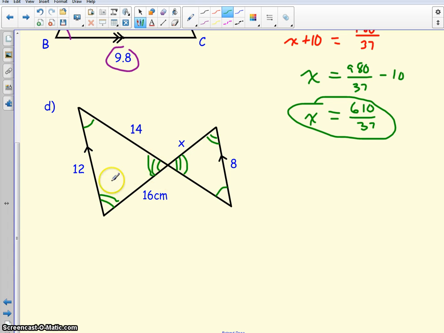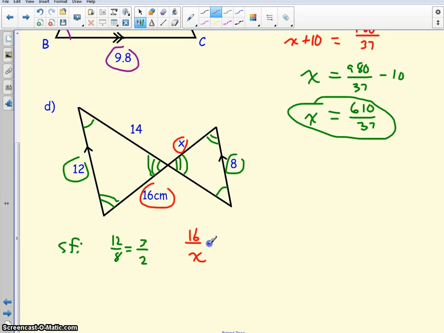And just like before, we're looking for a scale factor. So we know that 12 and 8 go together. So your scale factor there is 12 over 8, which reduces down, just like before, to 3 over 2. And you just got to watch what your corresponding sides are. The side that's x here does not go with 14, it goes with the 16 that's right here. So these two go together. So 16 over x will be equal to my scale factor, which in this case is 3 over 2.